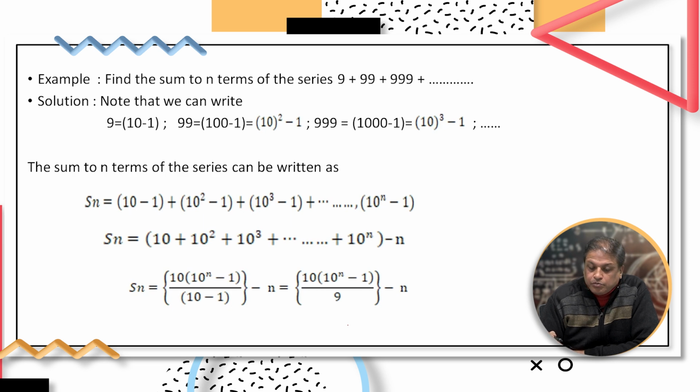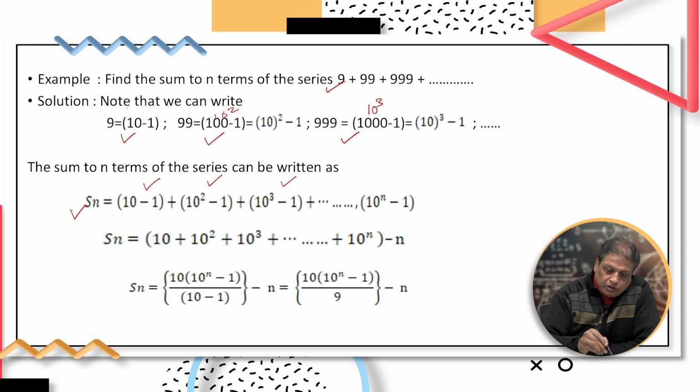Find the sum of n terms of the series 9 plus 99 plus 999 plus so on. Now, we can write 9 as 10 minus 1, 99 as 100 minus 1, 999 as 1000 minus 1 and so on. So the entire series can be rewritten as 10 minus 1, 10 square minus 1, 10 cube minus 1, up to 10 to the power n minus 1.